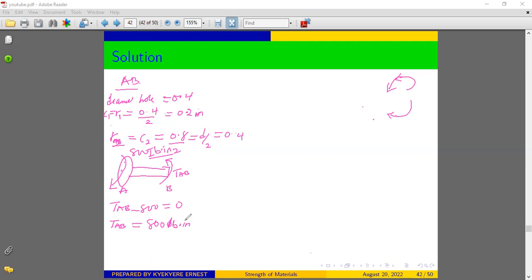And from there, we can also determine our shear stress. Don't forget that the formula is the shear stress is equal to the torque times the distance or the radius over J. We are left with J, which is the polar moment of inertia. We have already seen the formula: pi on 2, and because here it is hollow, it is going to be C2 raised to the power 4, minus C1 raised to the power 4.